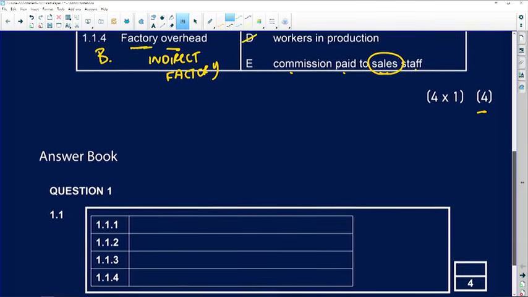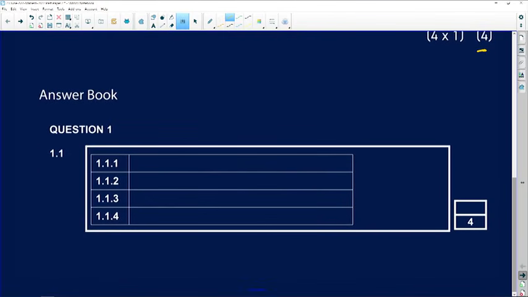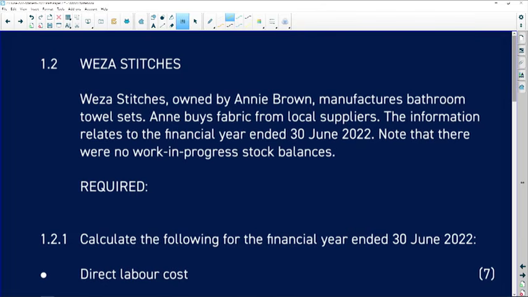So we've obviously done this part. Let's move on to the next part of the question. We are given info for Weza Stitches, owned by Annie Brown, which manufactures bathroom towel sets and buys fabric from local suppliers. The information relates to the financial year end 30th of June 2022.